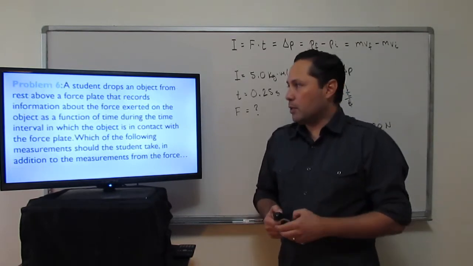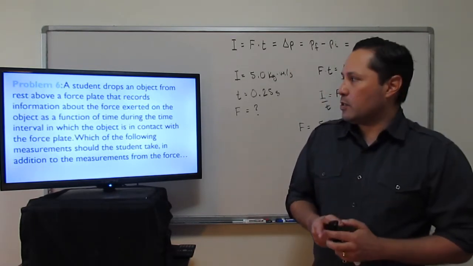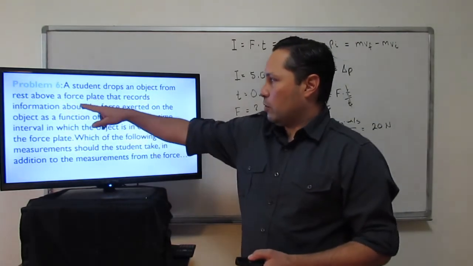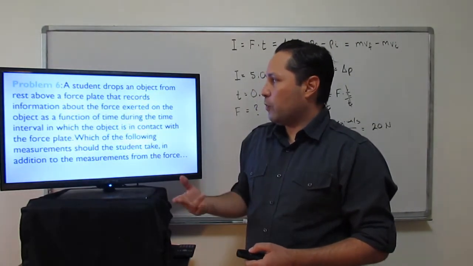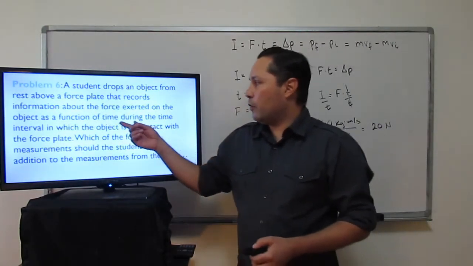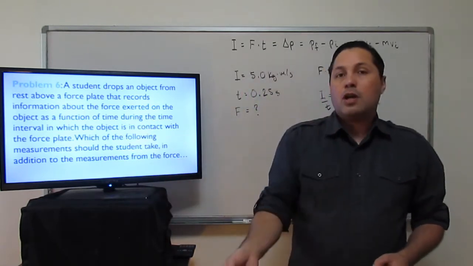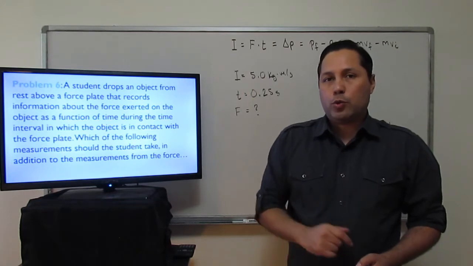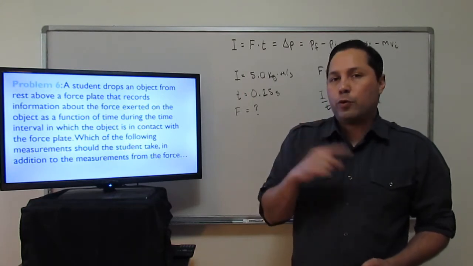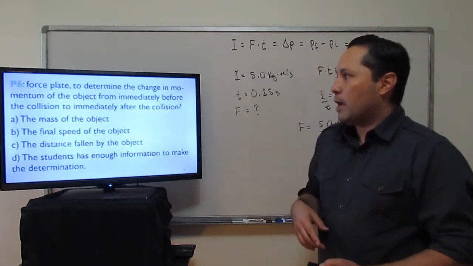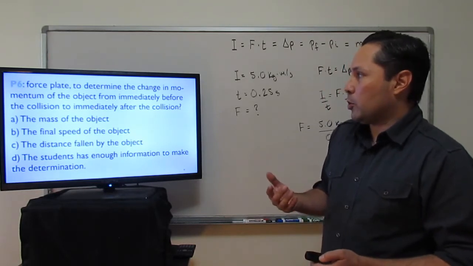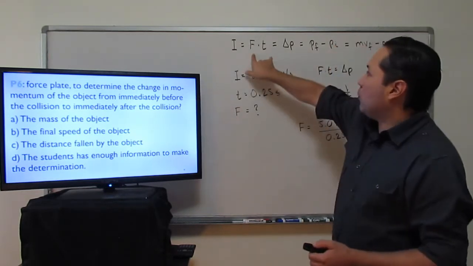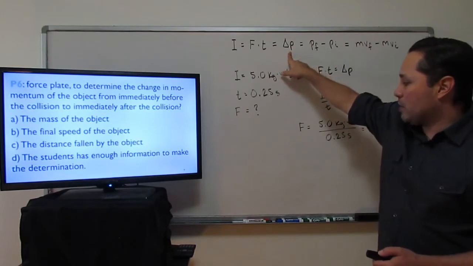Alright, so quick reminder, what did the force plate tell us? Okay, it told us the force, it records a force as a function of time. So it both tells us the force that was applied plus the amount of time that force was applied. So it tells us those two things, force and time. Alright, and what are we trying to determine? The change in momentum. Now we know that force and time equals change in momentum.